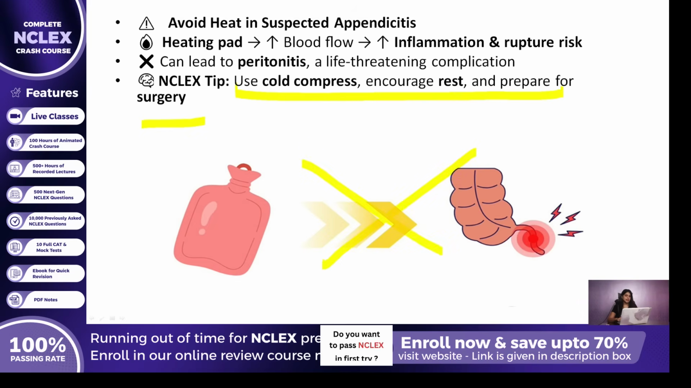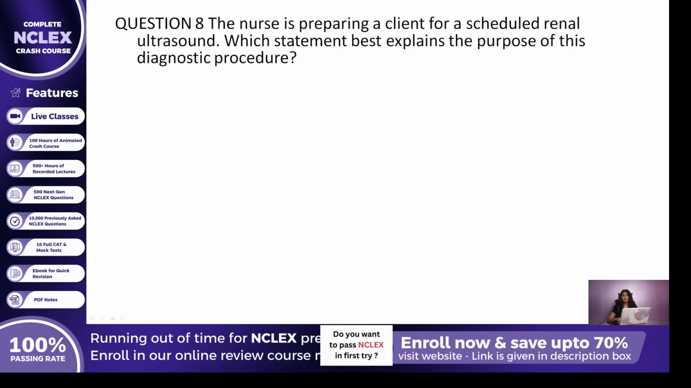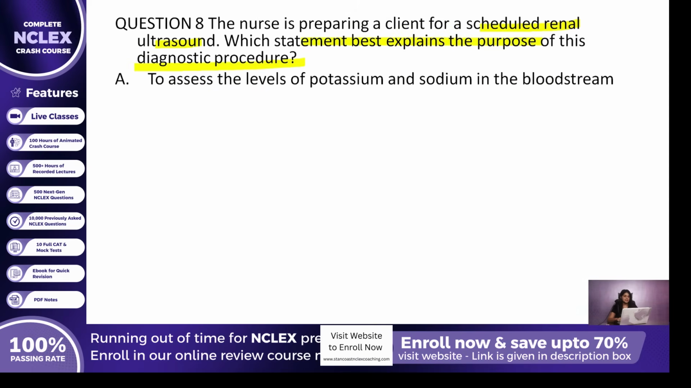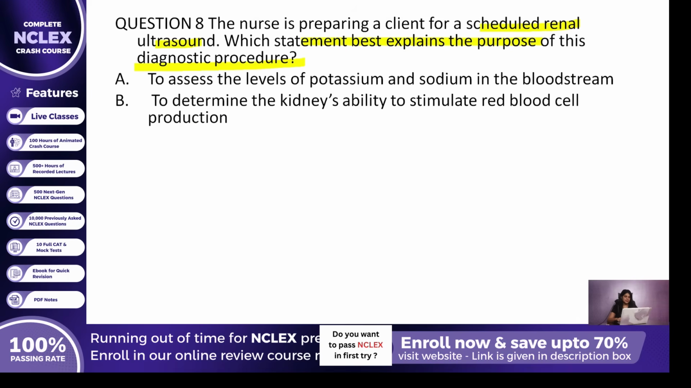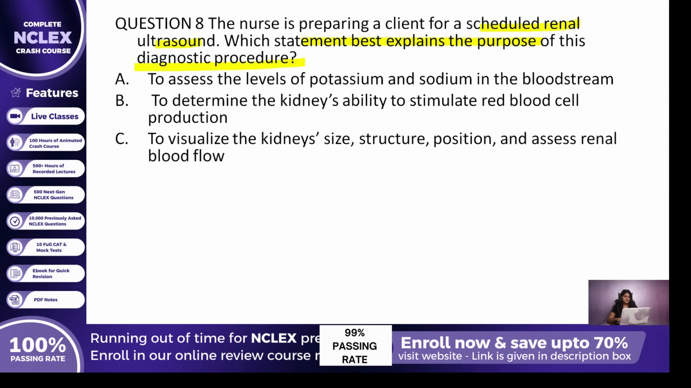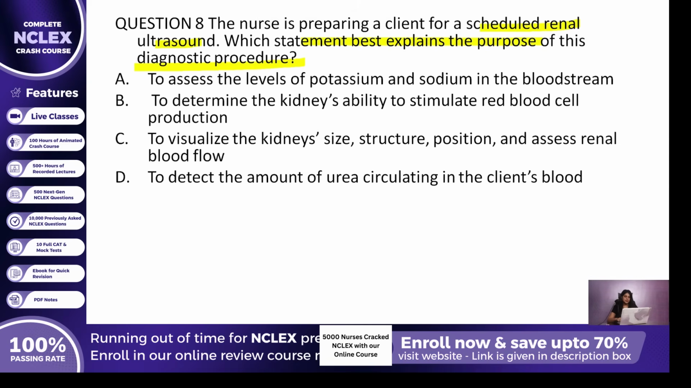Let us now turn to question 8, which focuses on diagnostic imaging related to renal function. The nurse is preparing a client for a scheduled renal ultrasound. Which statement best explains the purpose of this diagnostic procedure? Here are the options. A. To assess the levels of potassium and sodium in the bloodstream. B. To determine the kidney's ability to stimulate red blood cell production. C. To visualize the kidney's size, structure, position, and assess renal blood flow. D. To detect the amount of urea circulating in the client's blood. The correct answer is option C.